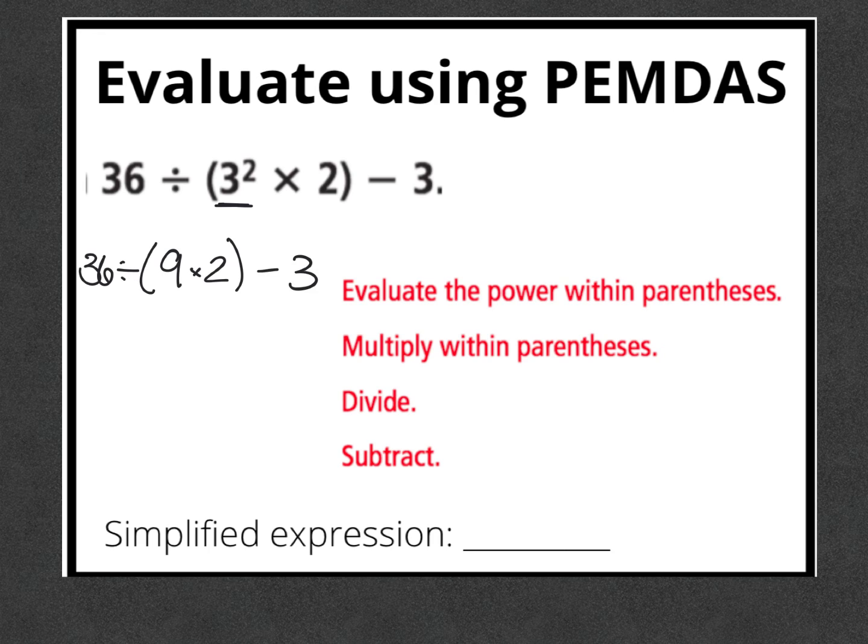The next thing is we're multiplying within our parentheses. So that gives us 36 divided by 18 minus 3. Division comes after that. And so that is 36 divided by 18, which is 2. And then we've got 2 minus 3. Subtract, we get negative 1. Therefore, our simplified expression is negative 1. That's it.